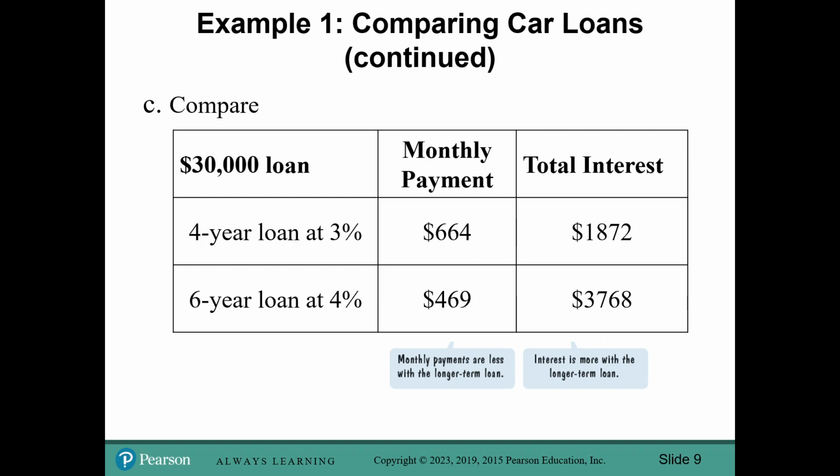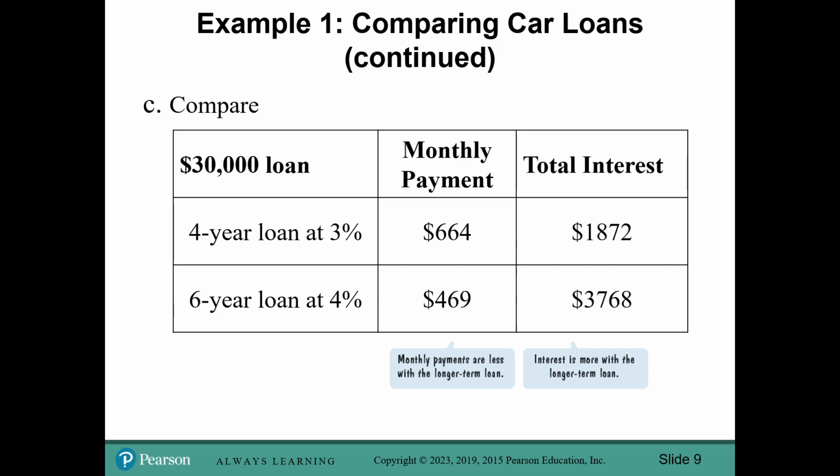So we've got a $30,000 loan with a monthly payment and the total interest. So we know that the 4-year loan at 3%, we had a higher monthly payment of $664. Versus the 6-year loan at 4%, we had a monthly payment of $469. So the 6-year loan does have a smaller monthly payment, but when we compare the interest of the two loans, we paid less interest for the 4-year loan at $1,872 versus the 6-year loan at $3,768. So interest is more with the long-term loan, but the monthly payments are less with a long-term loan.